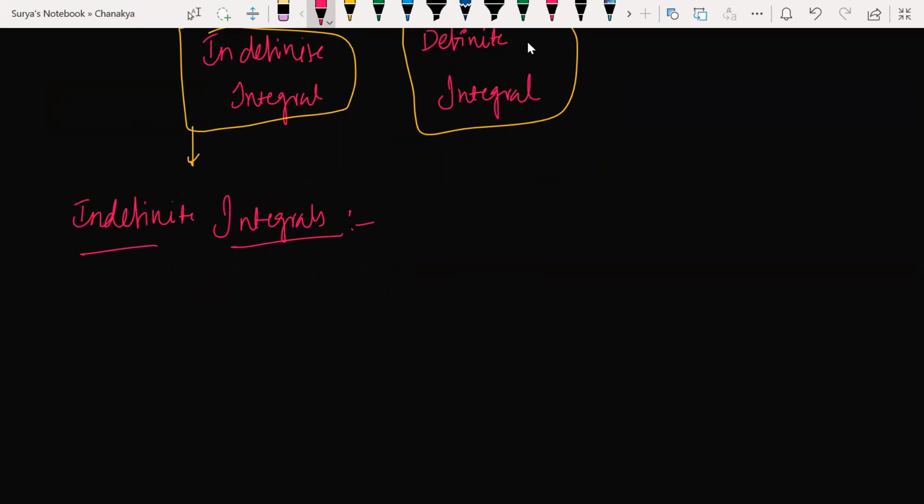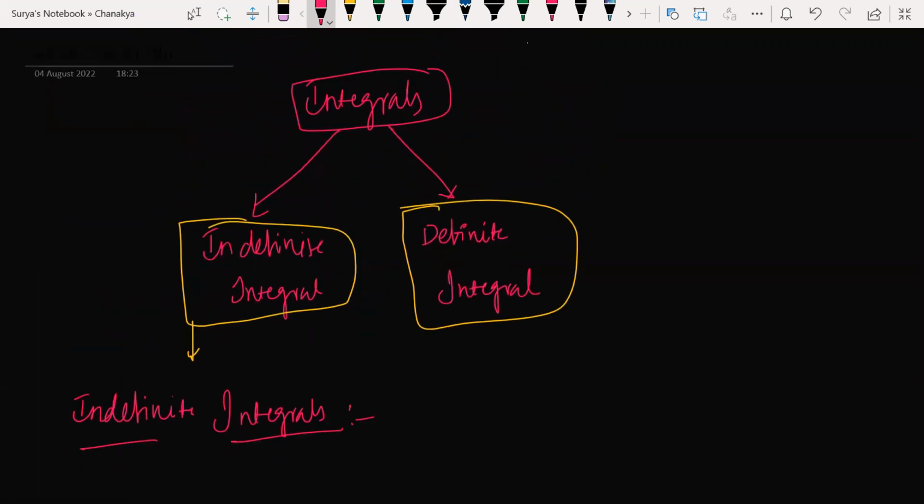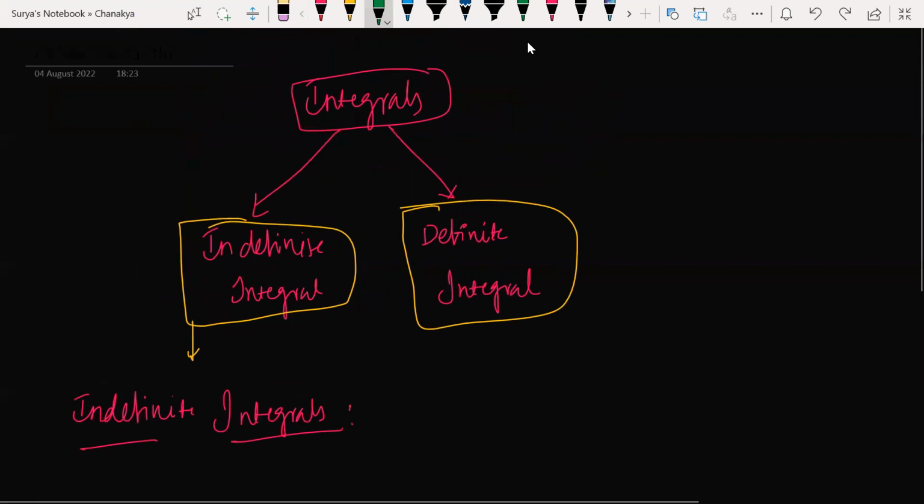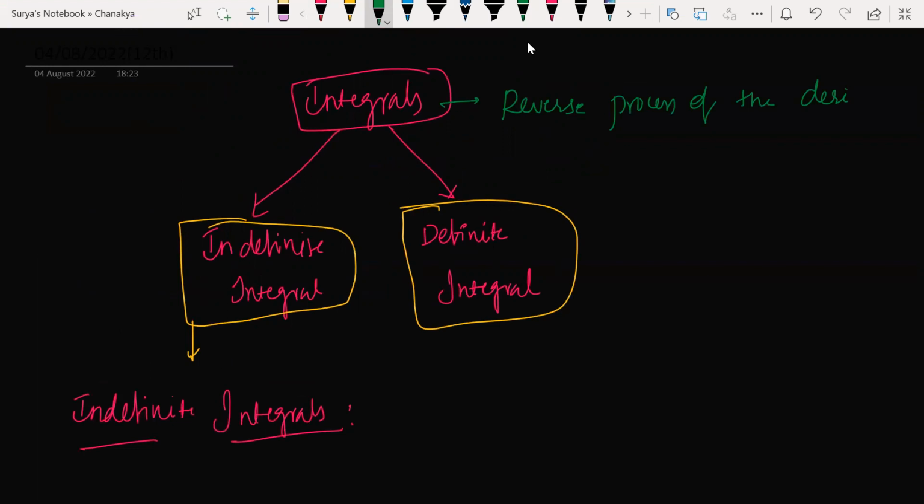So basically, let's talk first about indefinite integrals and definite integrals. What do you mean by integrals? Integration is nothing but the reverse process of the derivative. A reverse process of the derivative is called integral. Okay, it's called integration.